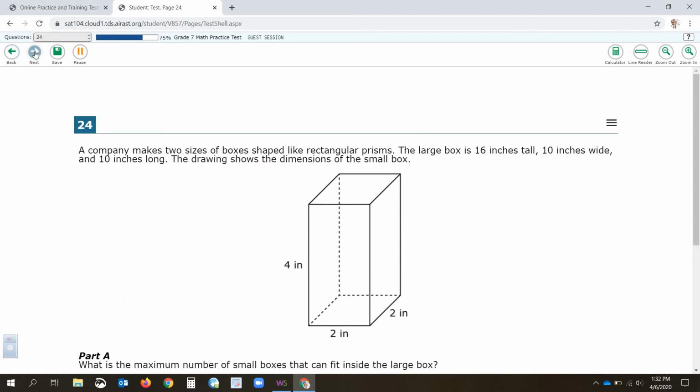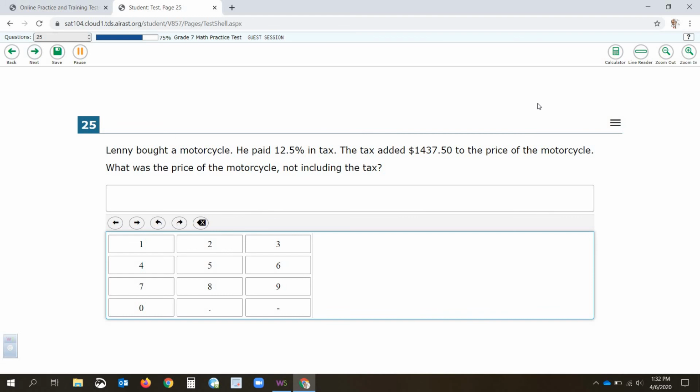All right, question number 25. Here we go. Lenny bought a motorcycle. He paid 12.5% in tax. Wow, that's a lot of tax. The tax added $1,437.50 to the price of the motorcycle. What was the price of the motorcycle, not including the tax?